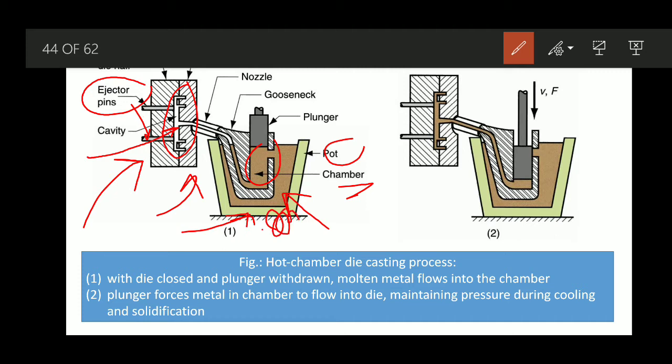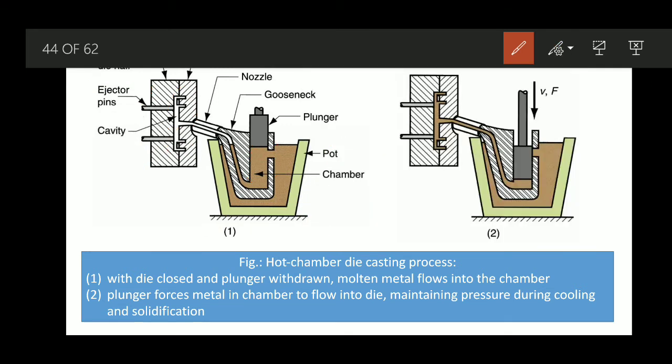Okay, so there may be induction heating, there may be some other types of heating also. But here basically we are getting the molten metal. After that, along with this whole setup, this gooseneck portion is there, and there is a provision, or you can say the connection of this hole, to enter the liquid metal, so that through this nozzle, molten metal can enter the die cavity.